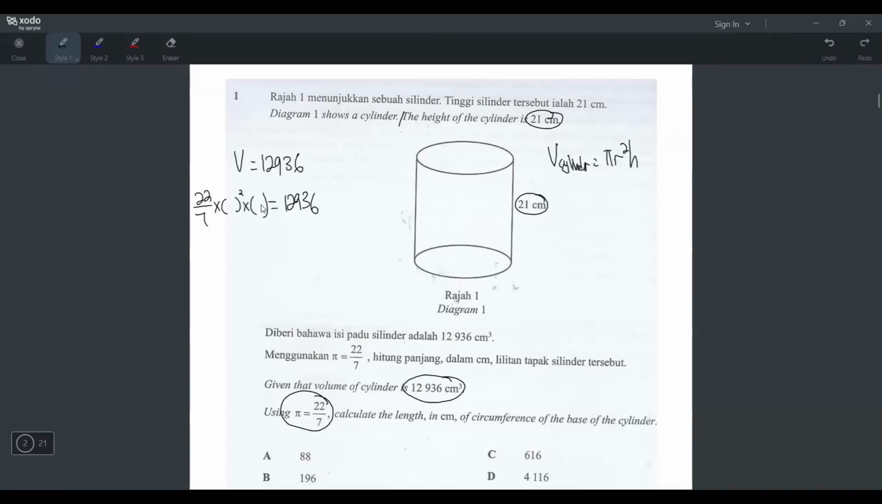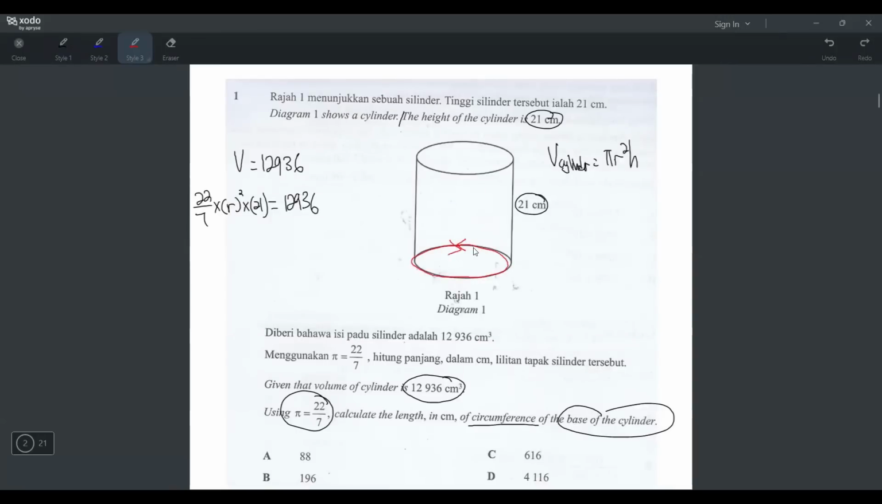And the h is given 21. And the r, they never give me. So I think the r I can find it lah. Even though I don't have the R, I have the volume answer, so I can cari R lah. But actually, I haven't read what the question wants me to find, so I should read it first. Calculate the length of circumference of the base of cylinder. Okay, what they want you to find is not the R, not the radius. What they want you to find is the circumference.